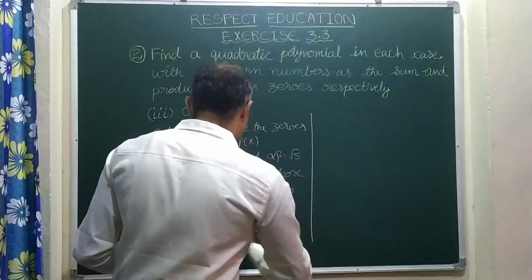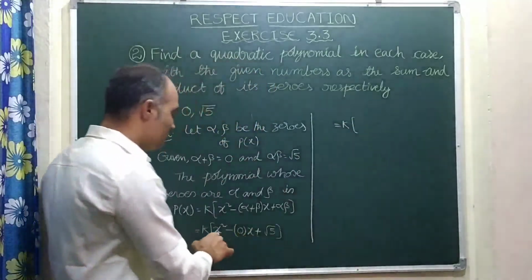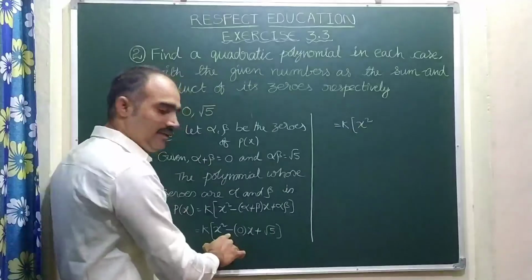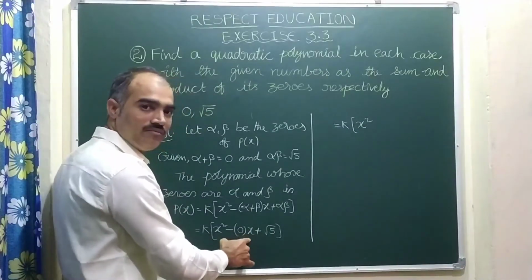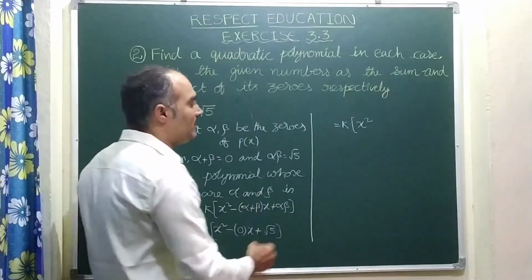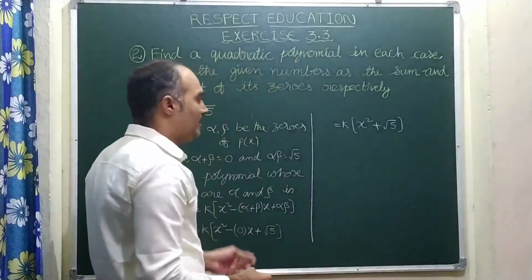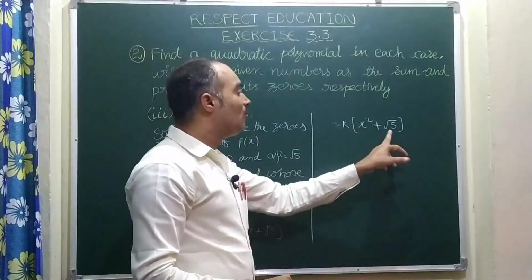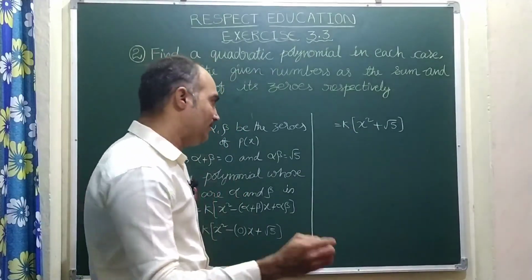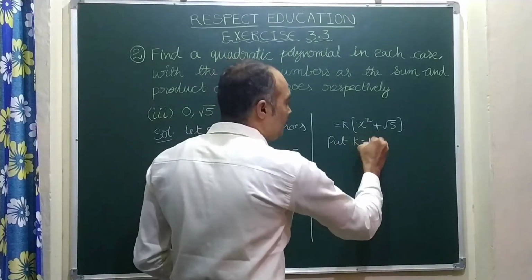Now here p of x is equal to k times x square, minus 0 into x is 0, we need not write this. Now here the remaining term is only plus root 5. Right? Now here you see there is no denominator, then which value is to be taken in place of k? It's very easy. Let us take 1. So put k is equal to 1.